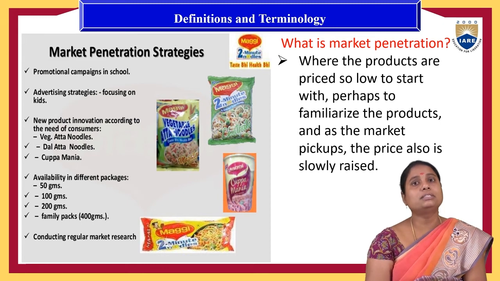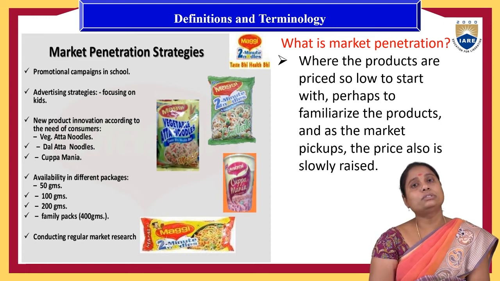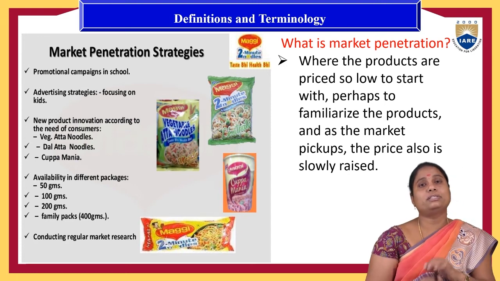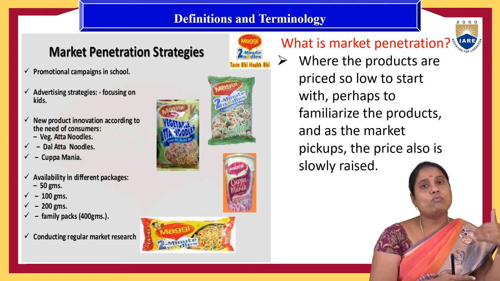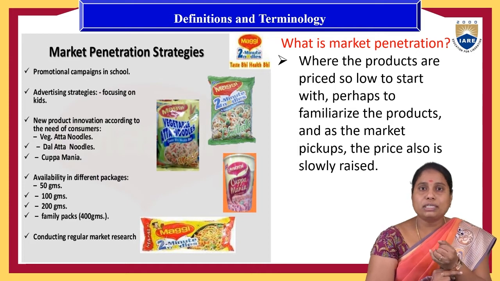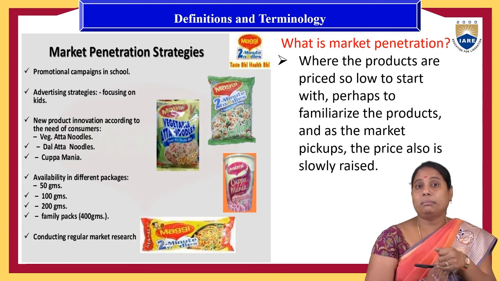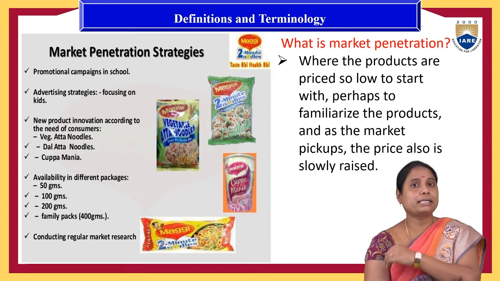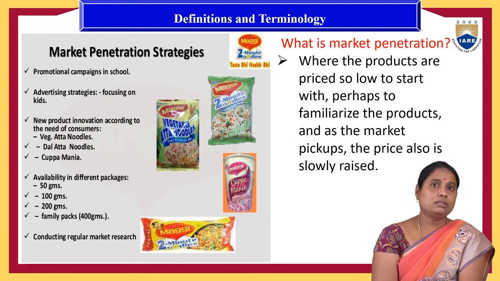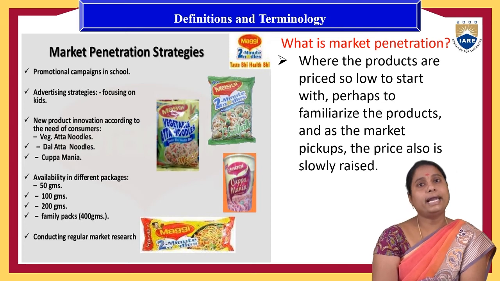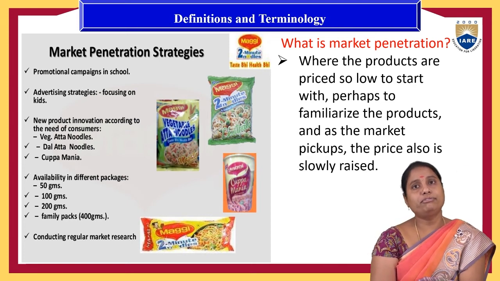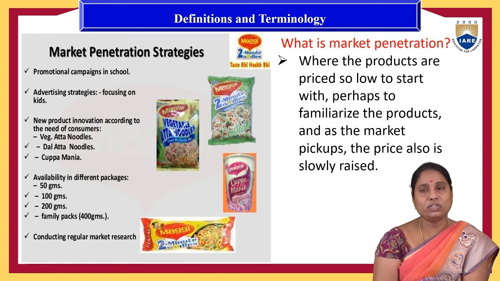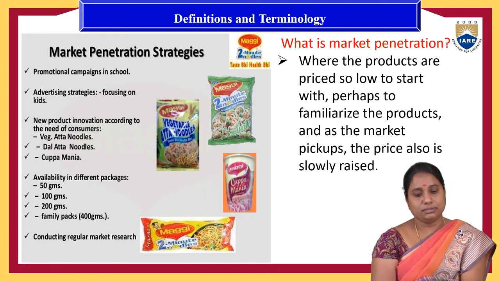If it has to be done, first of all they need to reduce their profit levels so that they can reduce the price. So initially the prices will be lower. Once they get the attention of the customers and are grabbing more market share, then they will start increasing their product prices. So from low to high, they will fix the product prices. That is called market penetration strategy.